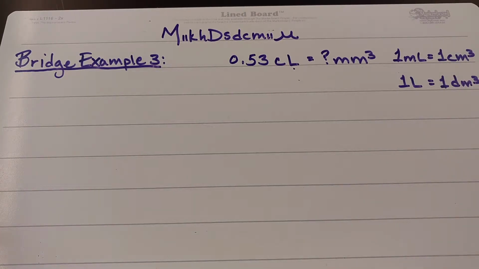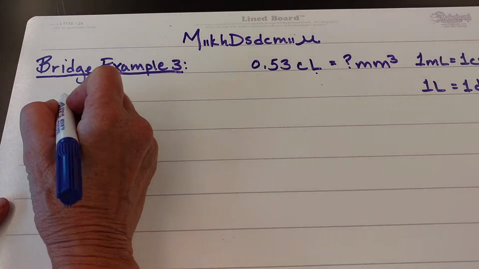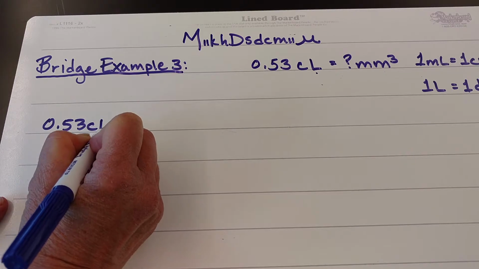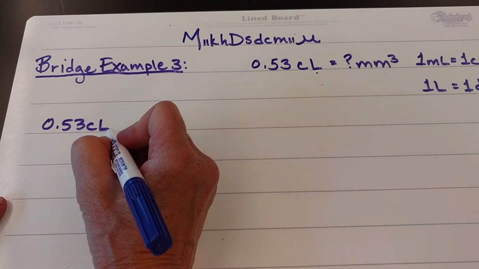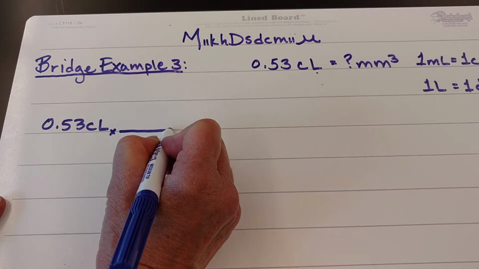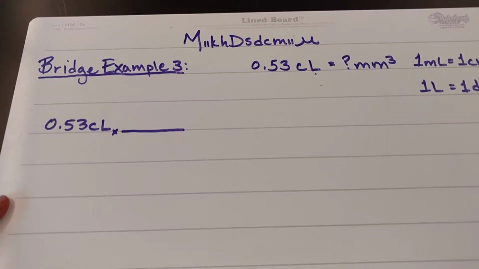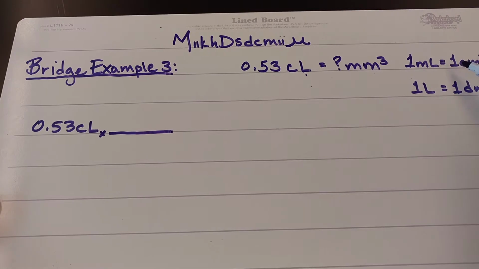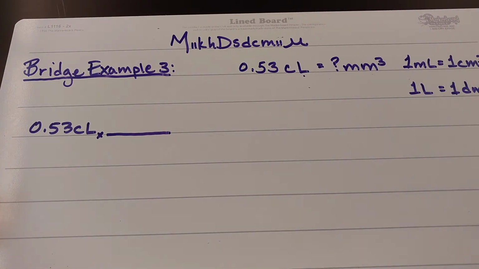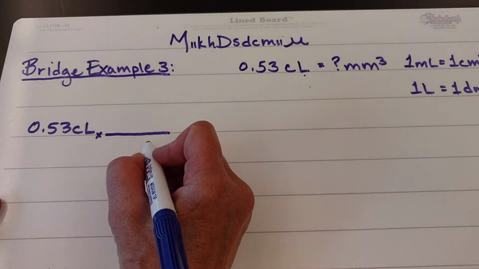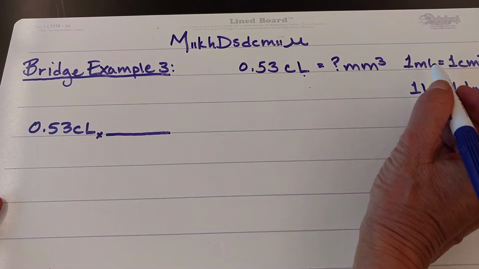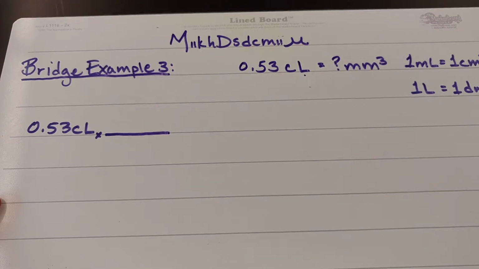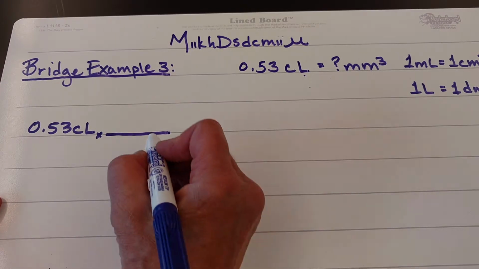So to start, we'll write our given value, 0.053 centiliters, and then we'll decide to go ahead and convert using the 1 milliliter equals 1 centimeter cubed bridge. That means that we have to convert from centiliters to milliliters before we can use this bridge. The way I refer to this is you have to get to the bridge before you can cross it.